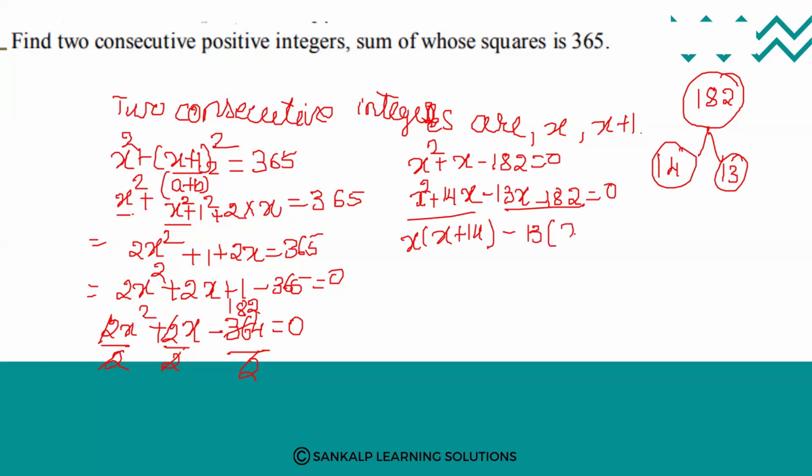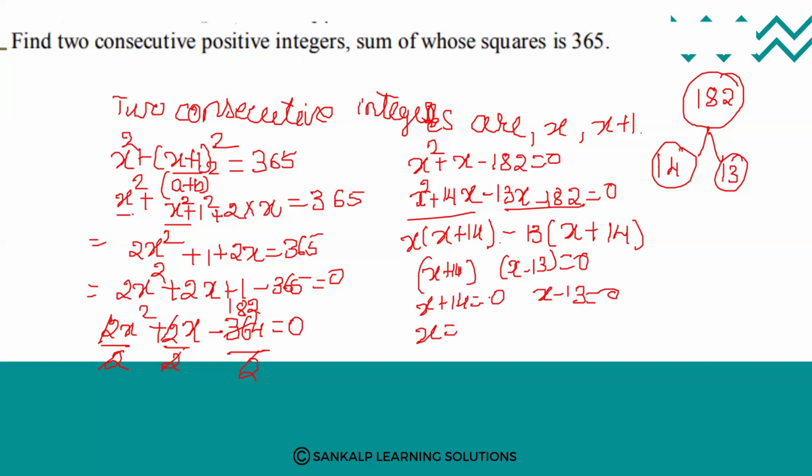So 13 is common. Minus into minus is plus, so we are left with 14. 13 we have already taken out. So x plus 14 is one factor, and x minus 13 is the other factor. So x plus 14 is equal to 0 and x minus 13 is equal to 0. x is equal to minus 14, transferring the plus 14 to this side. x is equal to plus 13, transferring the minus 13 to this side.